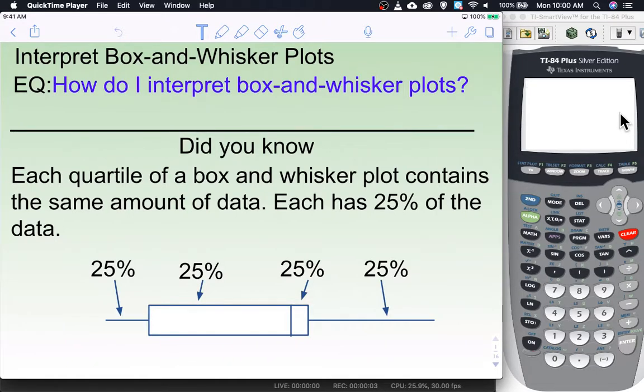Hello and welcome to this lesson on interpreting box and whisker plots. We'll actually be making them as well. Just like the previous lesson was on stem and leaf plots and histograms, we're going to make them and talk about them.